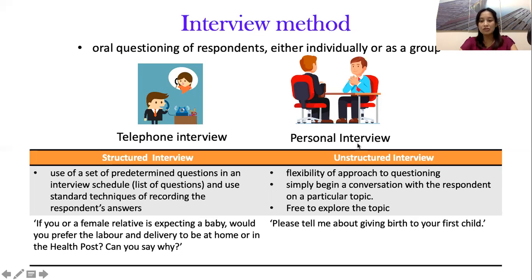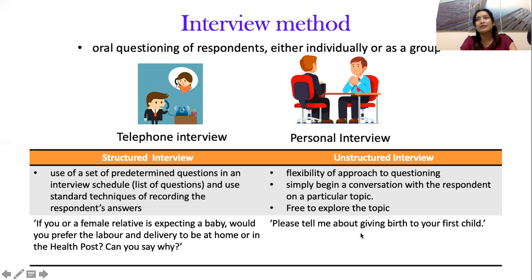In an unstructured interview, you can have some flexibility to the approach. You can just have, let's say, a take-off question, and then you can explore from there. From there, you can have follow-up questions. So, for example, if you are a female relative expecting a baby, that's an example. Please tell me about giving birth to your first child.